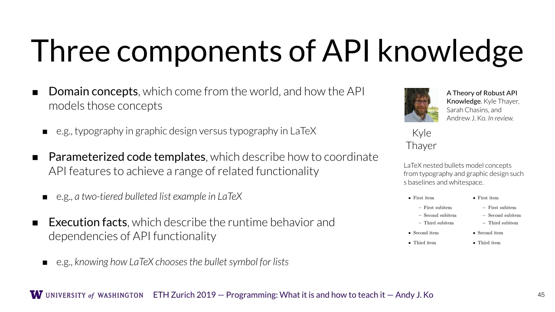And then third, learners need execution facts about the semantics of runtime behavior. So if you think about a function call inside of some API as a black box, learners need some sort of shorthand rules that describe the runtime behavior and dependencies of that black box. Knowing how LaTeX chooses the bullet symbol for its list, for example. Suppose you wanted to change the bullet to some different glyph. You have to know what it's doing at runtime to get that and what dependencies it has on other data structures so that you can actually modify it if you want that in the future.